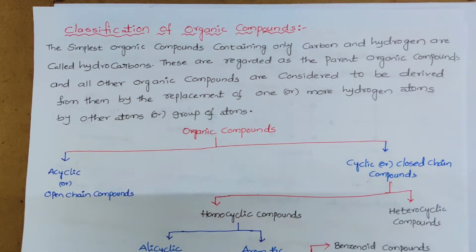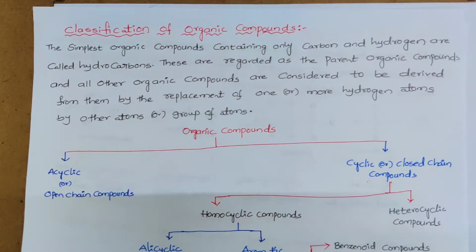So these organic compounds are classified into two types. One is acyclic compounds and another one is cyclic compounds. Acyclic compounds means they are open chain compounds. They are not in a cyclic manner. Cyclic compounds means they are closed chain.